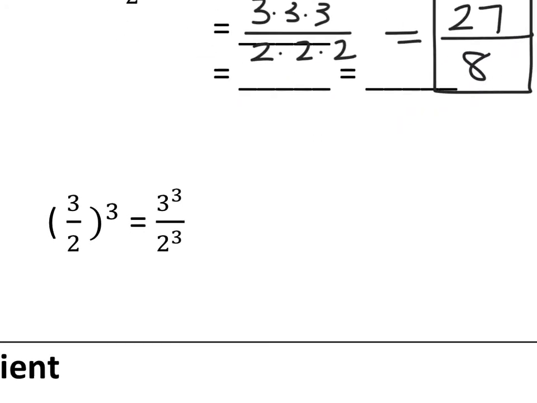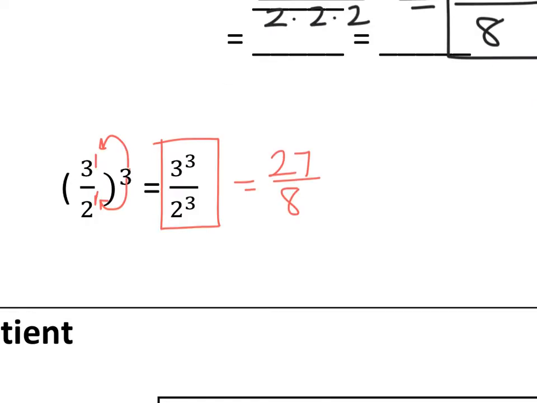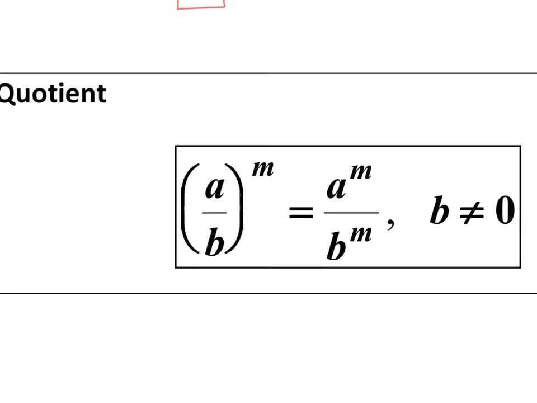So the shortcut for this is similar to the multiplication property we did last night. This has an exponent of 1, this has an exponent of 1. I multiply 3 times that exponent and 3 times that exponent, and I end up with 3 cubed over 2 cubed, which is equal to 27 over 8, the same answer we got before. So this is what we call the quotient to a power.